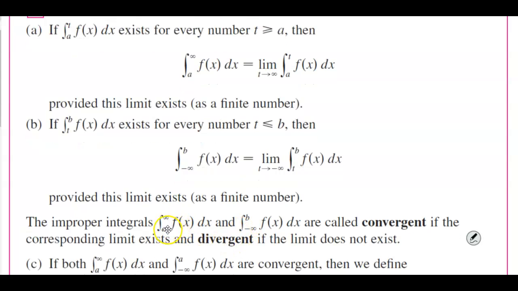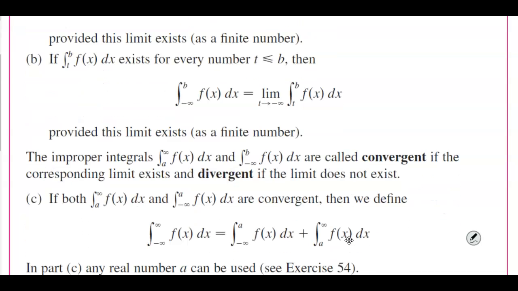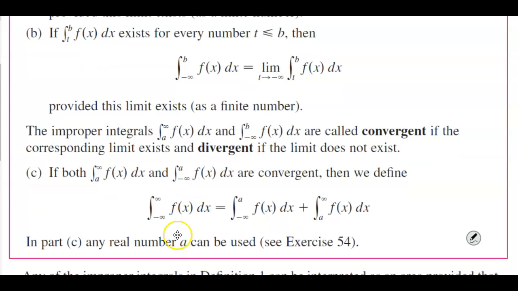Now, the improper integrals for these two situations are called convergent if the corresponding limit exists, and divergent if the limit does not exist. Now in part C, if both of these integrals, from a to infinity and from negative infinity to a, are convergent, then we define the integral from negative infinity to infinity of f(x) dx as the integral from negative infinity to a of f(x) dx plus the integral from a to positive infinity of f(x) dx.